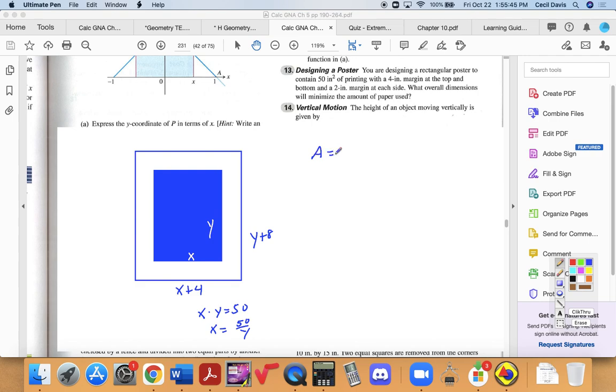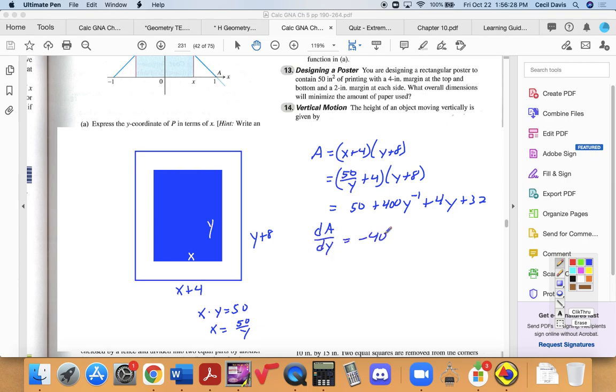So we want to minimize the area, which is x plus 4 times y plus 8, where x is 50 over y. And I think this is even going to be nice once we distribute it. Because when we multiply that out, we'll have 50 over y times y is just 50, plus 400y to the negative 1, plus 4y plus 32. Oh, yeah. Easy peasy lemon squeezy. Right? The derivative there is going to be so much nicer.